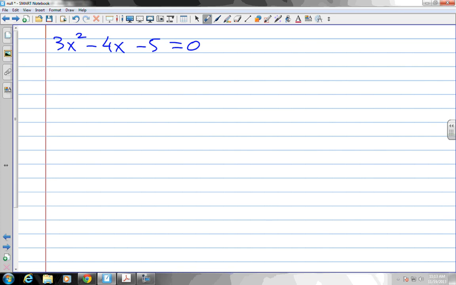So the way I like to start this problem is, again, I have that constant, -5, which I don't care about. I'm going to get rid of that -5. Just like before, we're going to get rid of those constants. So this is 3x squared minus 4x equals 5.